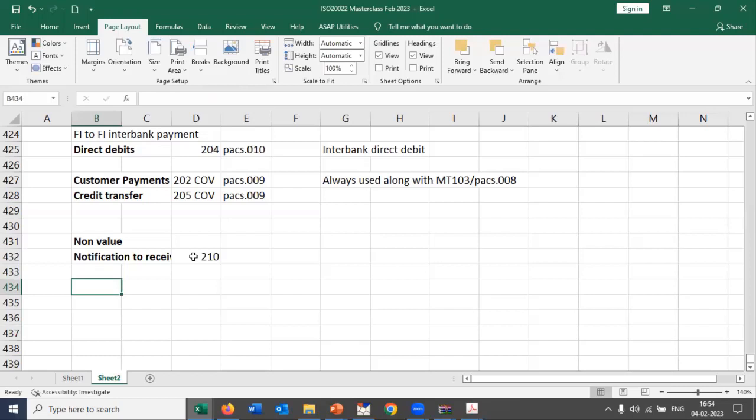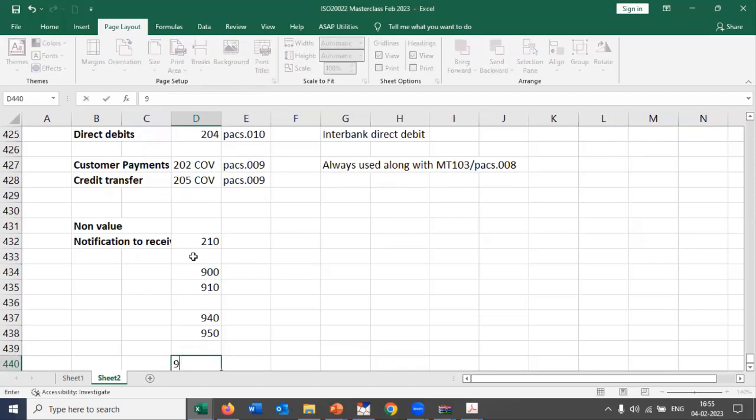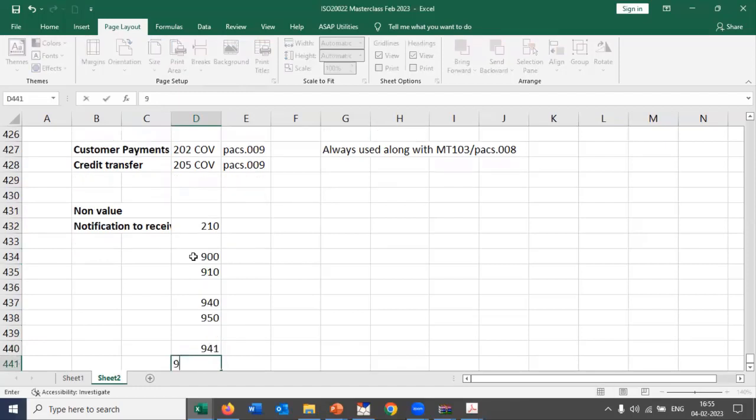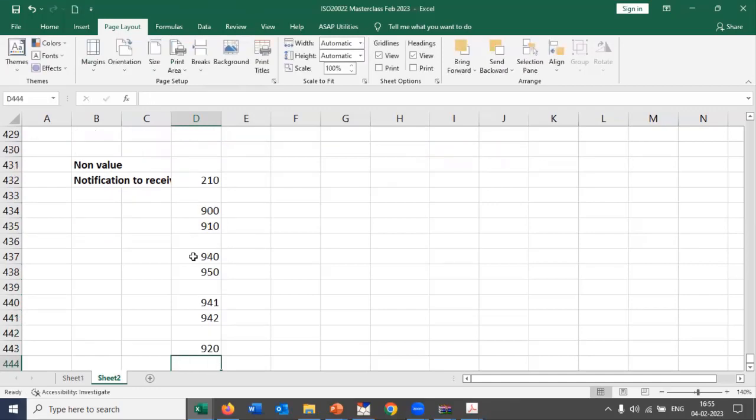This is non-value. Let me list out all the non-values first. Then I'll have in MT category the MT900, MT910, MT940, MT950. Then I'll have MT941, MT942, and MT920. These are the different types of messages.